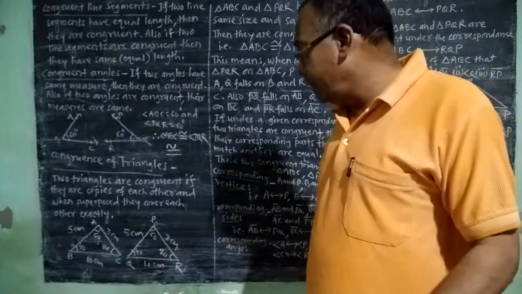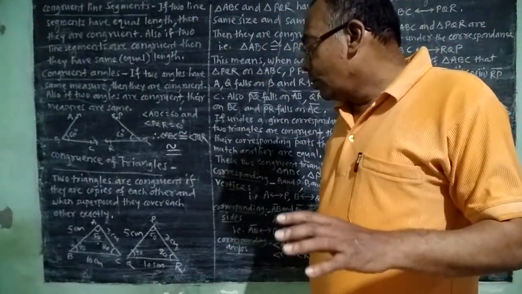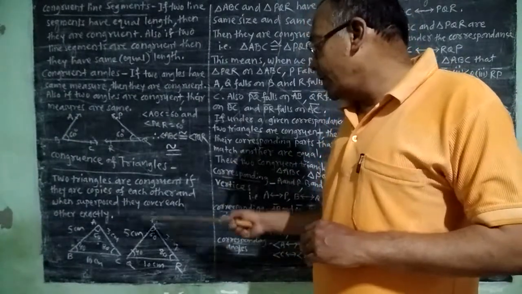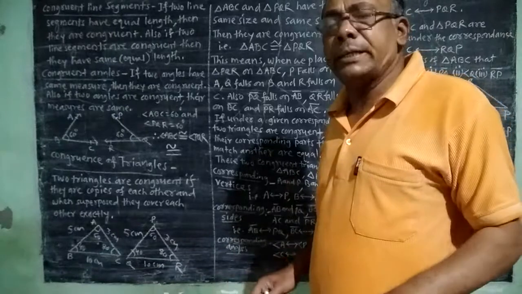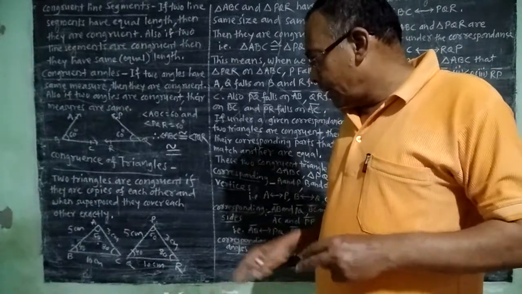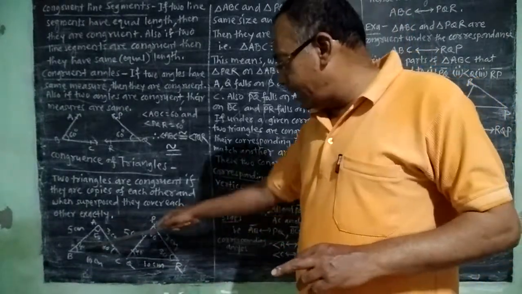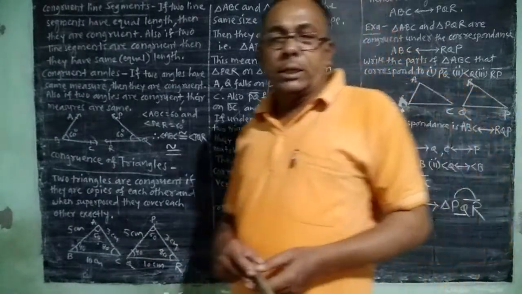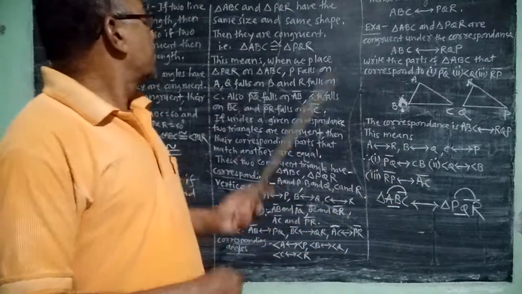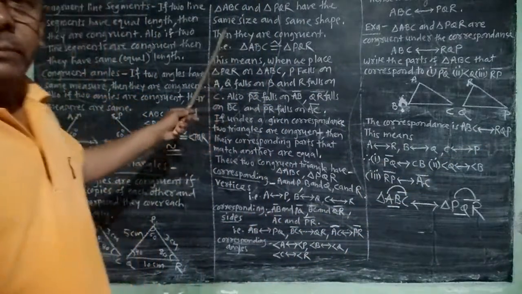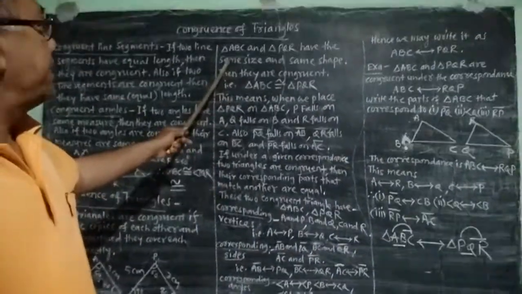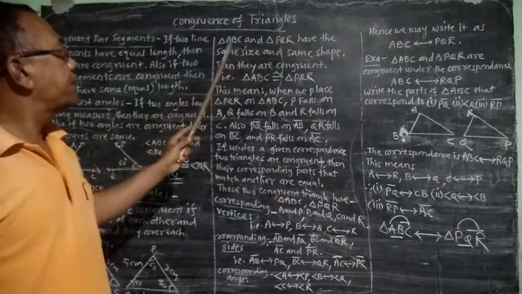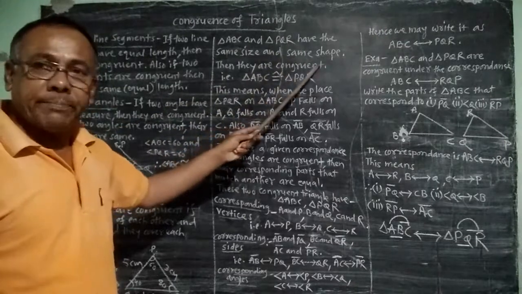And now if we superpose these two triangles, then they cover each other exactly, and therefore we can say that triangle ABC is congruent to triangle PQR. Here triangle ABC and triangle PQR have the same size and same shape.